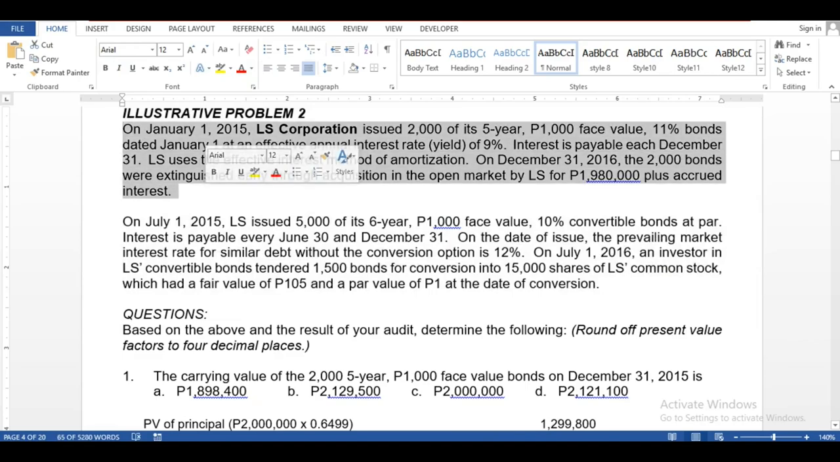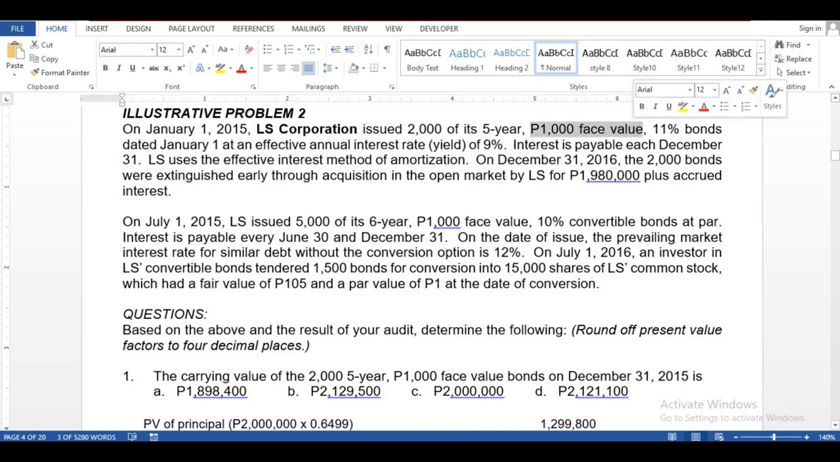So on January 2015, LS Corporation issued 2,000 of its 5-year 1,000 face value bonds. 11% bonds dated January 1 at an effective annual interest rate yield of 9%. So the 9% is the effective interest rate, 11% is the nominal. But the interest is payable each December 31, so annually. So LS uses the effective interest method of amortization, which is a requirement by the standard.